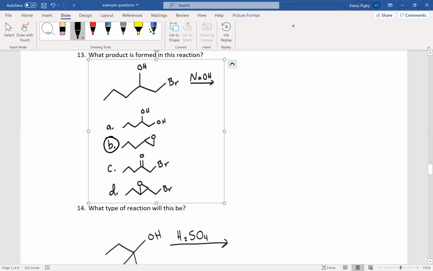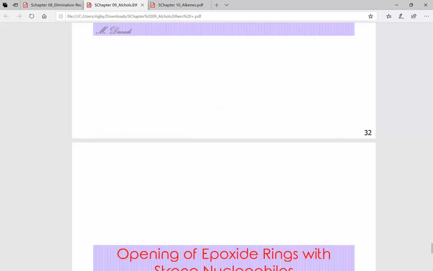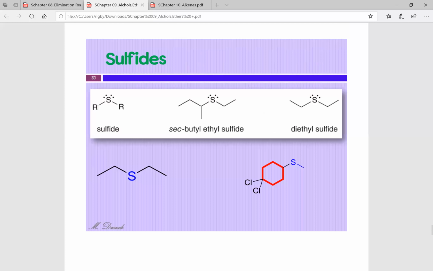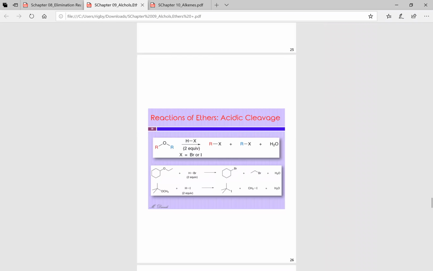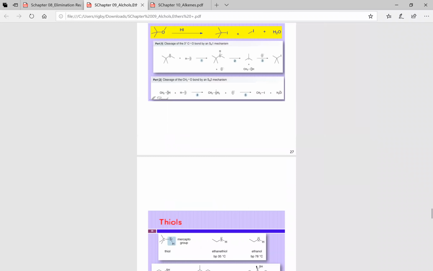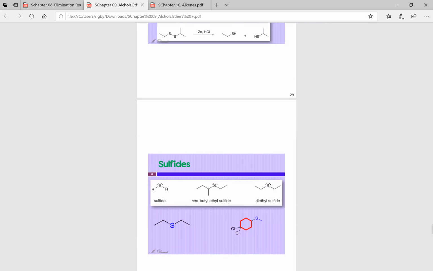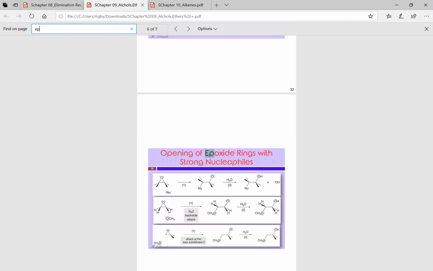I'm going to swap screens again and share the PowerPoint again. If I can find it right here. We can see here, let me scroll up again. Yes, NaOH would also be a strong nucleophile. Where was it? It's seeing that we have an OH next to a halogen. That's the big thing about it. When we see that, we should just know that an epoxide is going to form.